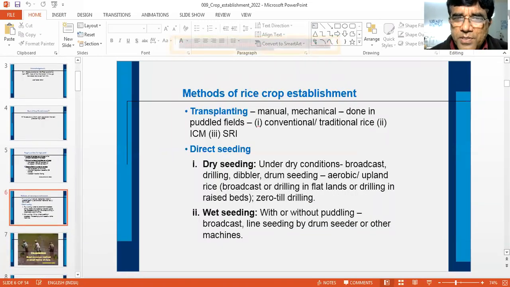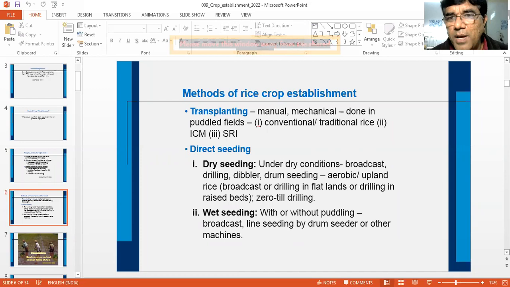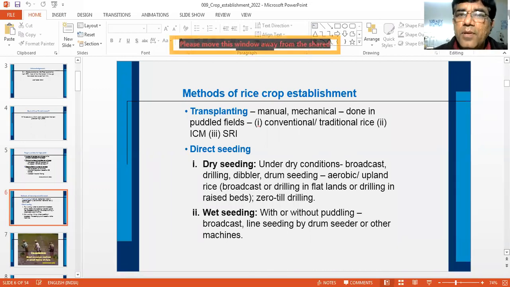And then methods of rice crop establishment, I told you two methods are there. One is transplanting, other is direct seeding. In transplanting, you can go for manual or mechanical transplanting. If you grow rice by the conventional method, it is very simple. You just prepare your field by puddling, level it, and then transplant either by man or by machine. And then in ICM, integrated crop management, you need to follow certain specific good agricultural practices. You need to have mat nursery, modified mat nursery, and changes in rice production technology under ICM.